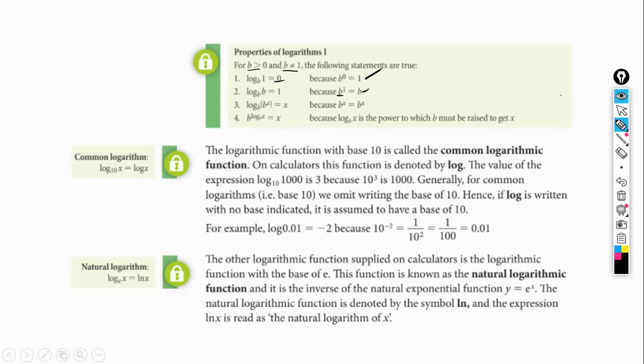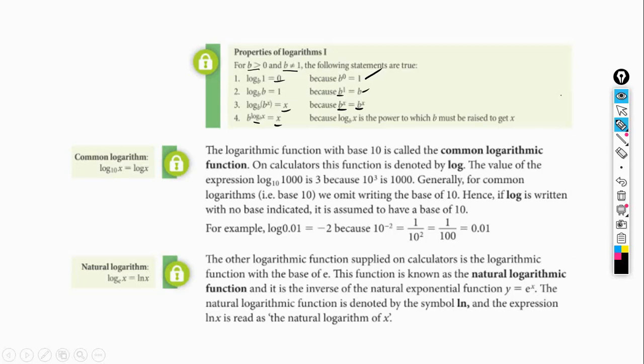For number 3, we have that log base b of b to the power of x is equal to x. Why? Well, because b to the x equals b to the x. For property number 4, we have that b to the power of log base b of x is equal to x, because log base b of x is the power to which b must be raised to get to x.